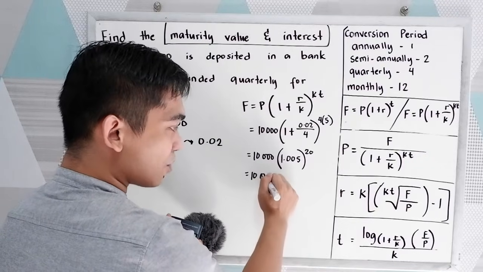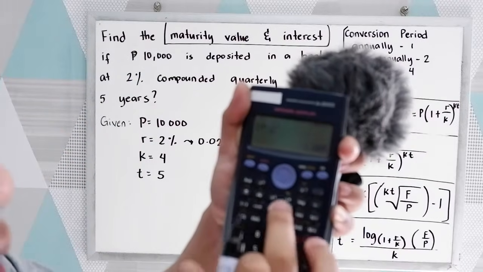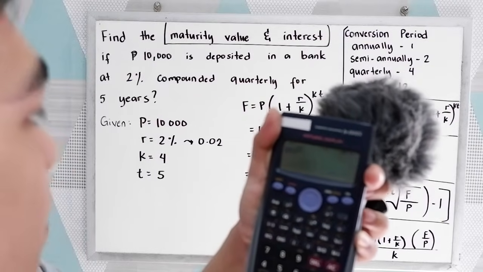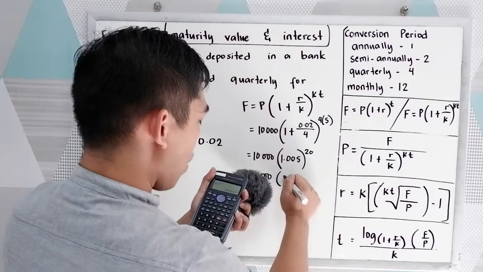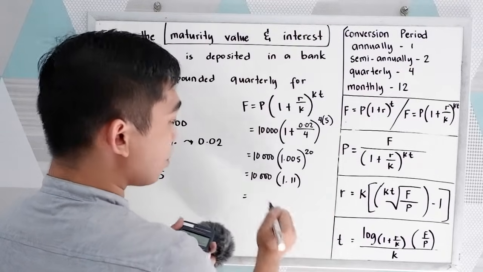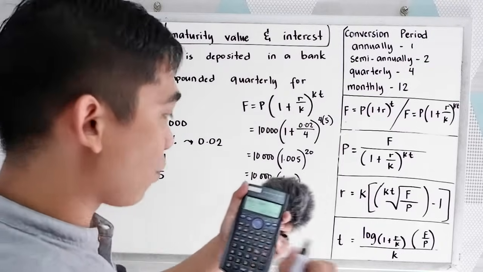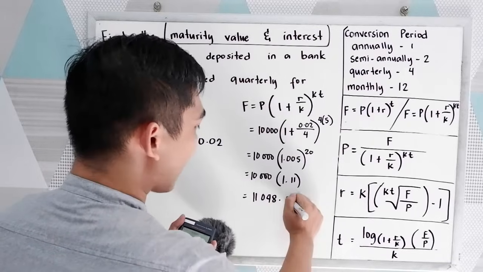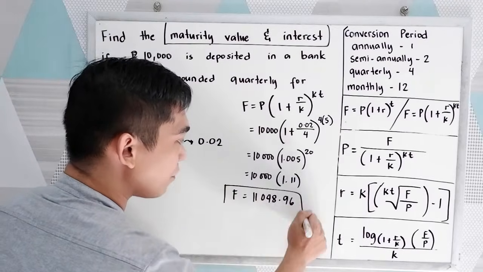Now we have 10,000 times 1.005 raised to 20. That is 1.11. So multiply to 10,000. That will give us 11,048.96. Let us use 2 decimal places. This will be our future value.